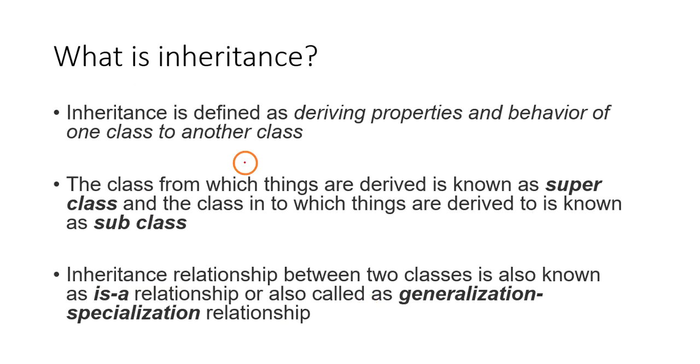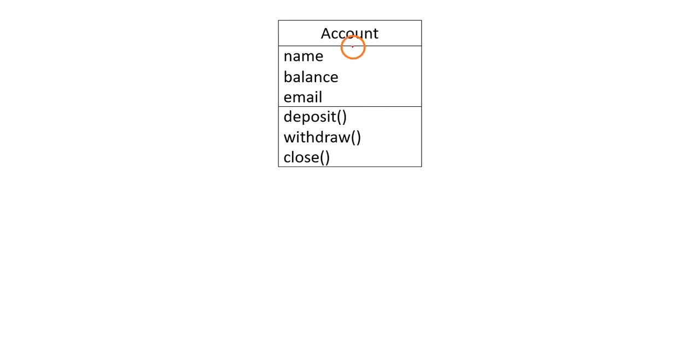All right. So first, let's look at the definition of inheritance. Inheritance can be defined as deriving properties and behavior of one class to another class. Okay. So I think all of you are familiar with the concept of what is properties and what is behavior of a class, right? So let me recall those things.